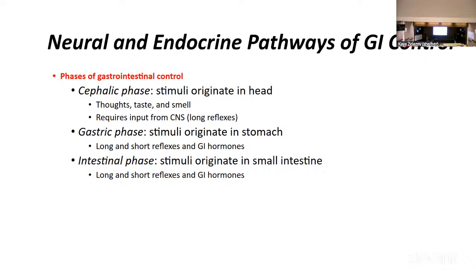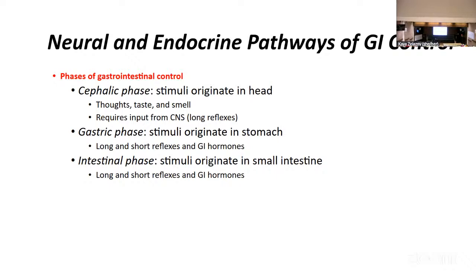So basically, we're going to be thinking about, are you getting a stimulus to your head, so your cephalic phase, that's telling your body to release some hormones and change your digestion? Is this a signal coming from the stomach? That's going to be your gastric phase, that's telling your intestines to have a particular response. Or is this a signal coming from later on down in the intestinal tract, telling your stomach to do something or telling your brain to do something? So we're going to be thinking about different types of responses.